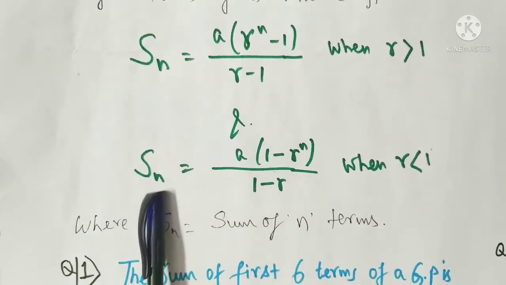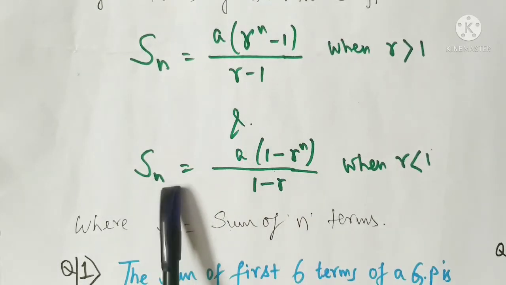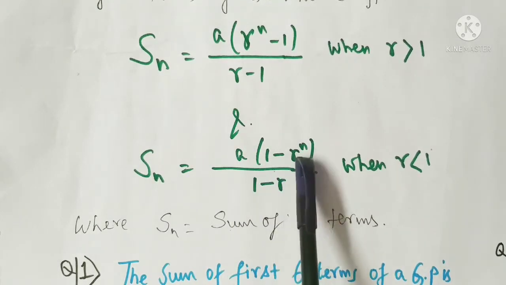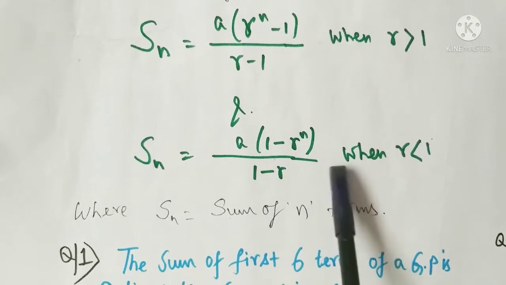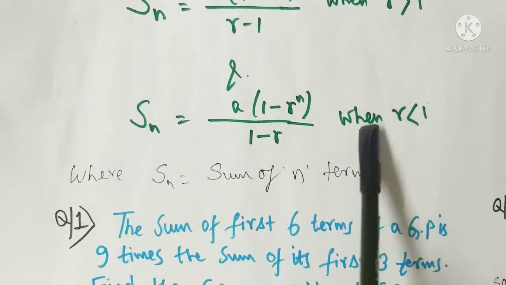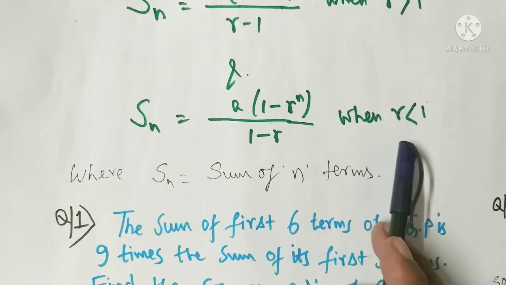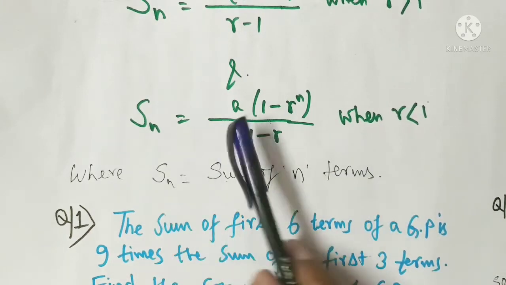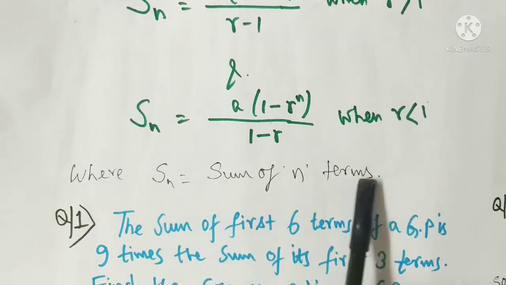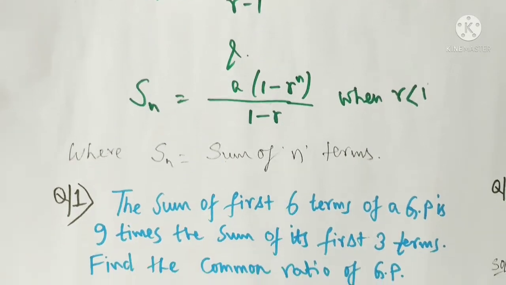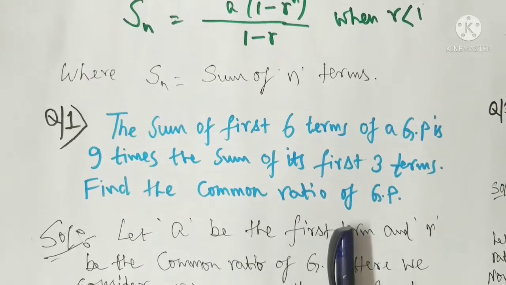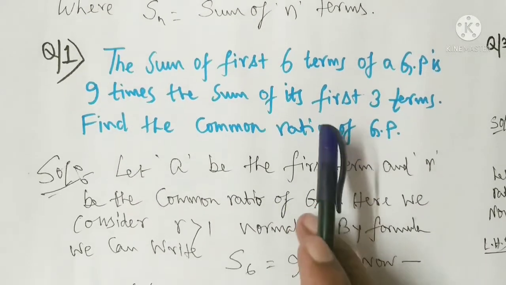And the second version of the formula is Sn equals A 1 minus r to the power n by 1 minus r when r is less than 1. That is, r may be half, 1 by 3, 1 by 4, 1 by 5. In this case we will use this formula, where Sn equals the sum of n terms. Now we present the problems in favor of this formula.